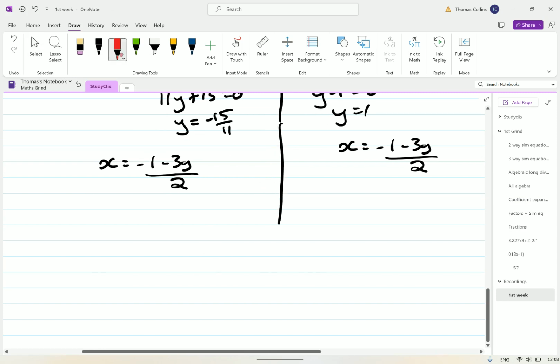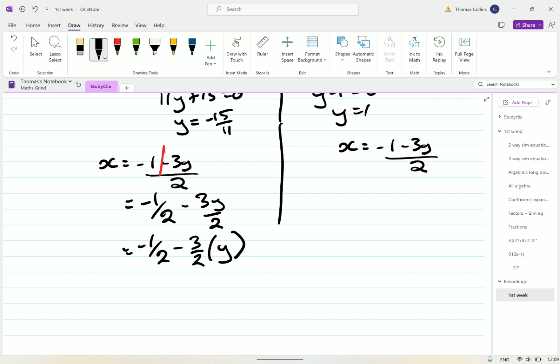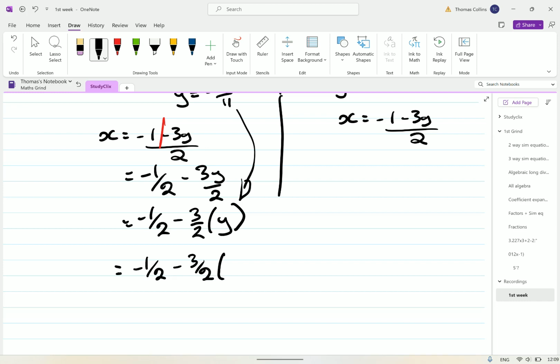So whenever you have a fraction like this, where it's one number on the bottom and two numbers on the top separated by either a plus or a minus, all you can actually do is just split it down the middle. So here x is actually just equal to minus 1 over 2 minus 3y over 2, which is minus 3 over 2 times y. That's the same thing. So we're going to sub in our value for y. I did that just to make it easier to sub in y. Minus a half minus 3 over 2 times minus 15 over 11. So those minuses will cancel and make a plus.